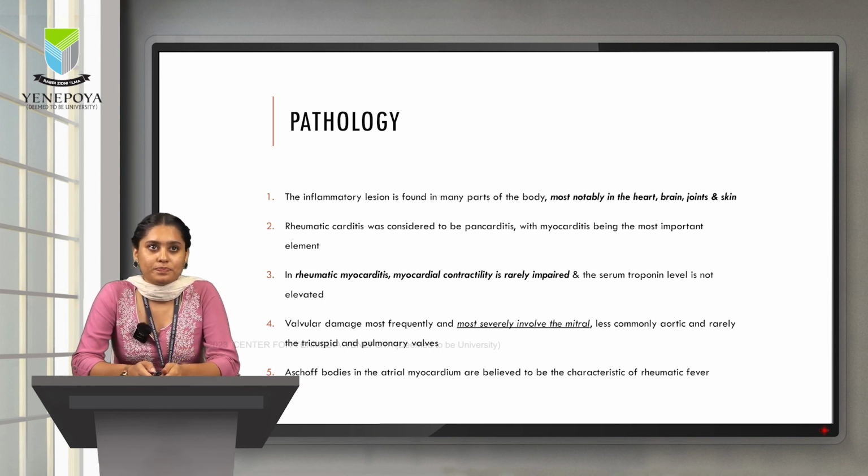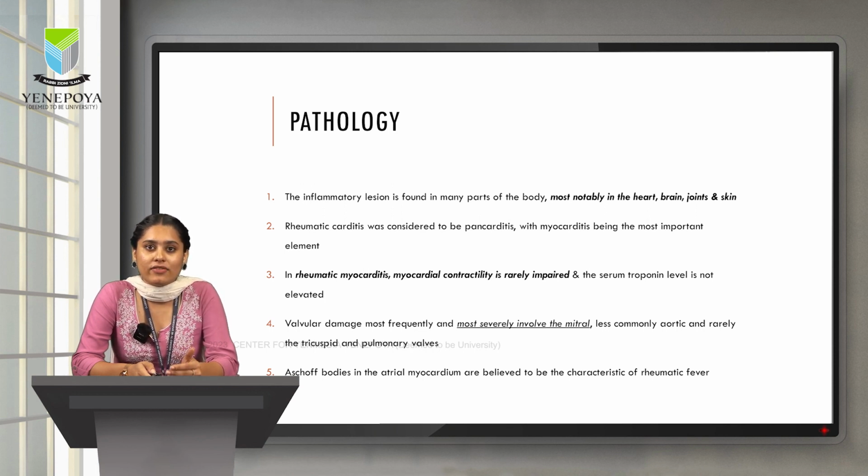Rheumatic carditis is considered to be pancarditis. What is pancarditis? It includes the myocardium, endocardium as well as the pericardium. All these three will be affected, whereas myocarditis is going to be the most important element in the carditis. In rheumatic myocarditis, myocardial contractility is rarely impaired. Okay, it is rarely impaired.